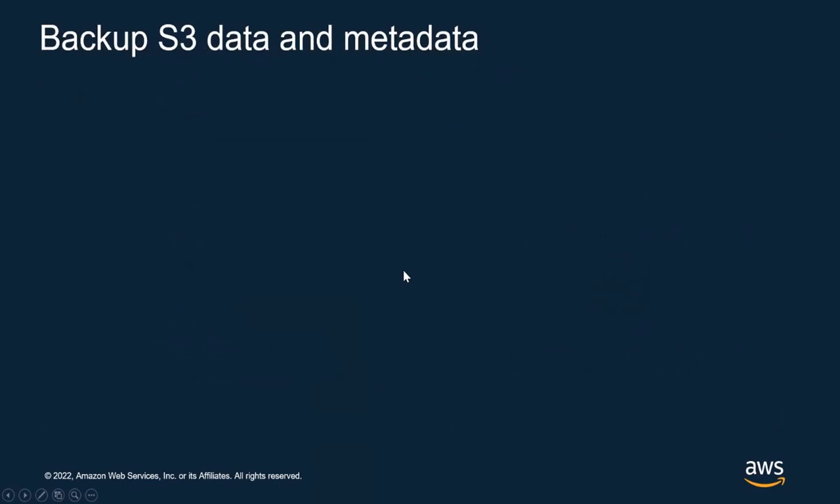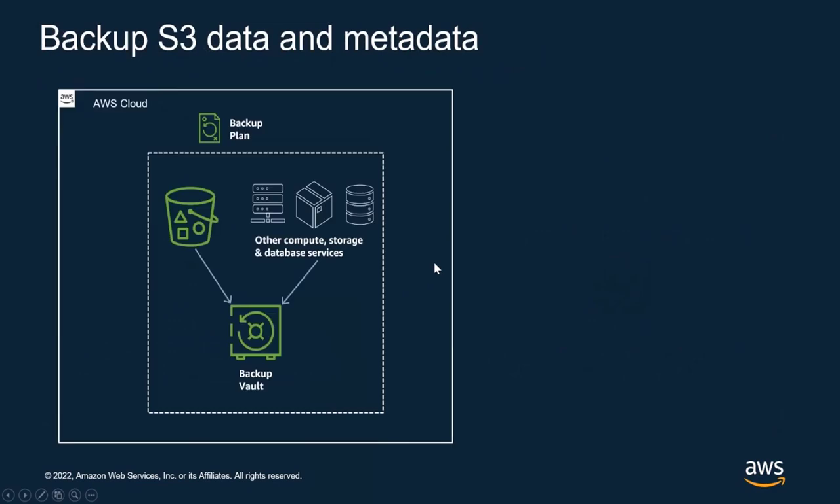Let us now see how we create your S3 backups. In AWS Backup, we allow you to define a backup plan. In that backup plan, you can define parameters like what is the backup frequency and what is the backup retention period. You can also specify the backup vault, which is an encrypted storage location where all your backups are stored. Once you define your backup plan, you need to assign your S3 buckets to that backup plan. You can also assign other compute, storage, and database services to the same backup plan. Once you assign your resources to the backup plan, AWS Backup will automatically start creating backups of S3 and other AWS resources.